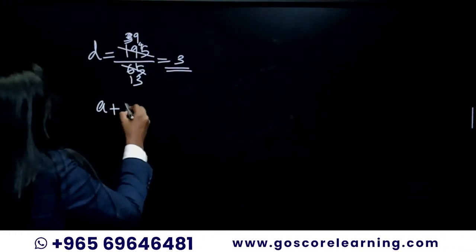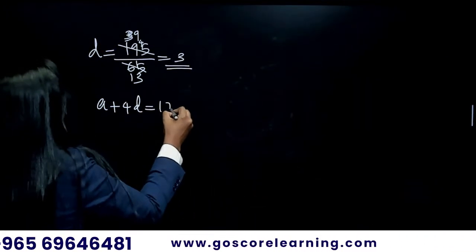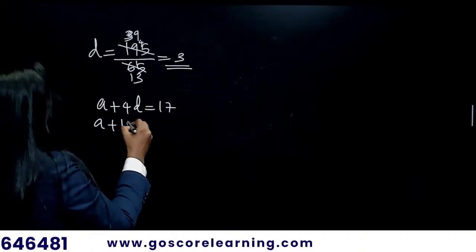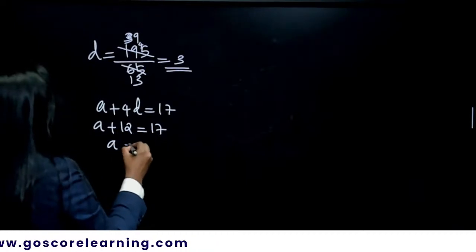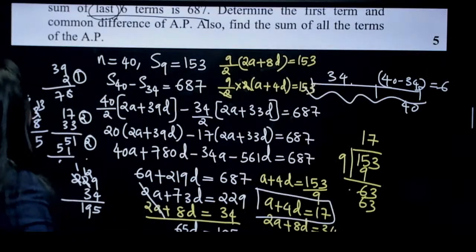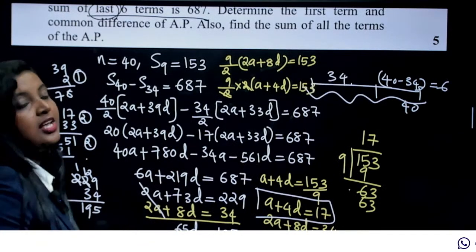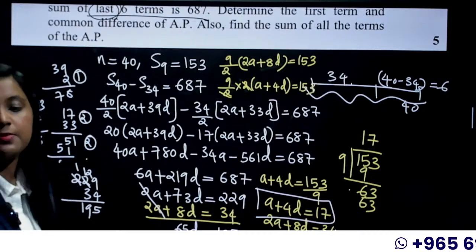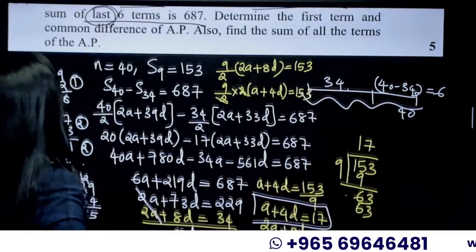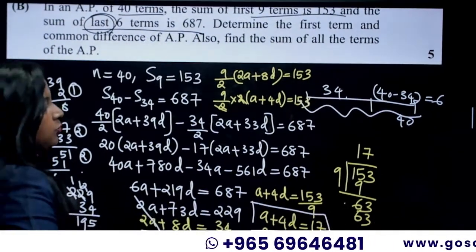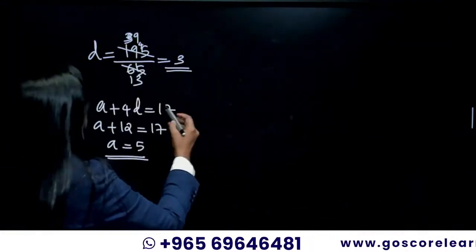A plus 4d is equal to 17 and d is 3. So a plus 12 is equal to 3 4s are 12 is equal to 17. So a is going to be 5. Okay, so A is 5 and D is 3. Now what we need? We need the sum of all the terms of the AP. Sum of all the terms means how many terms are there? We have 40 terms because in an AP of 40 terms, it was mentioned in the question. So we need to find S40.